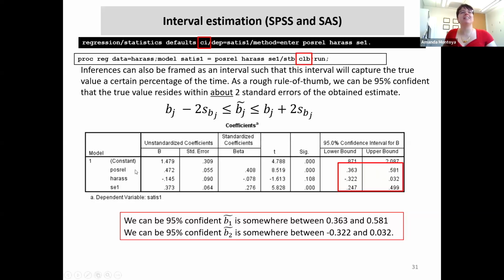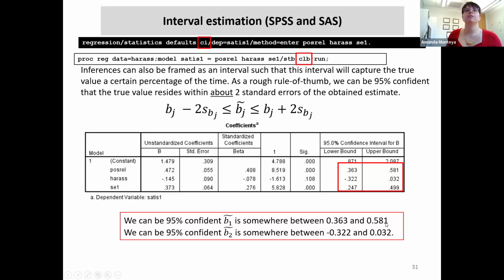Okay, so for our example, like our positive relationships, this confidence interval does not include 0, and we would reject the null hypothesis, right? So here, we already knew that we rejected the null hypothesis because the p-value is less than 0.001. But we can also make a claim like this, where we would say we can be 95% confident that the true value is somewhere between 0.363 and 0.581.